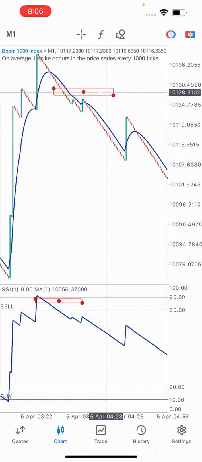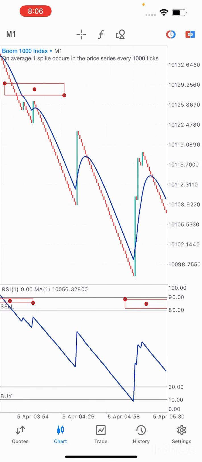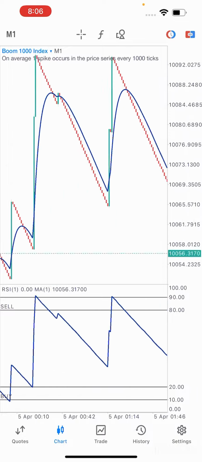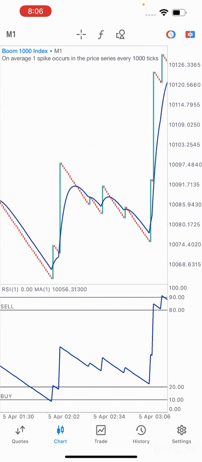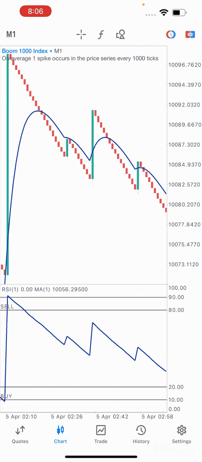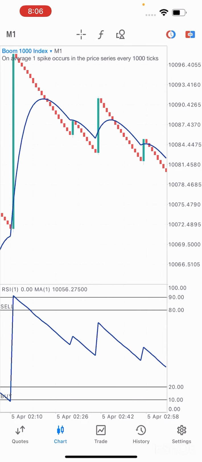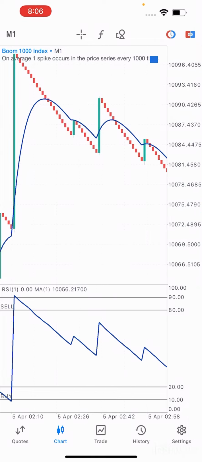You see, you could have just sold here at 10128, take your 10 candles, your 20 candles, whichever one you want, and be satisfied, guys. You don't have to be greedy. This strategy actually works well. You just have to test it with patience.